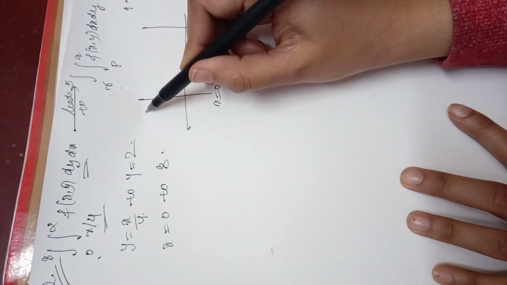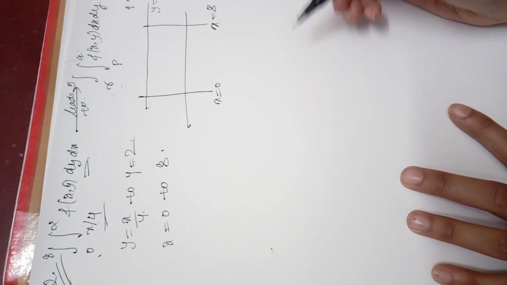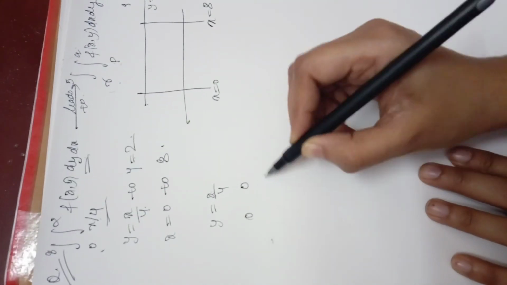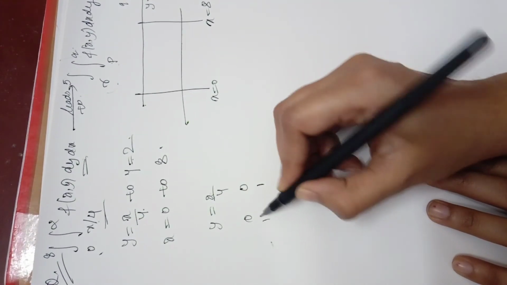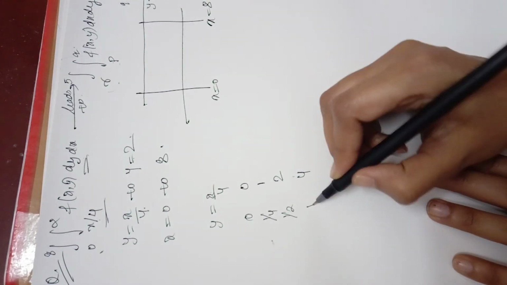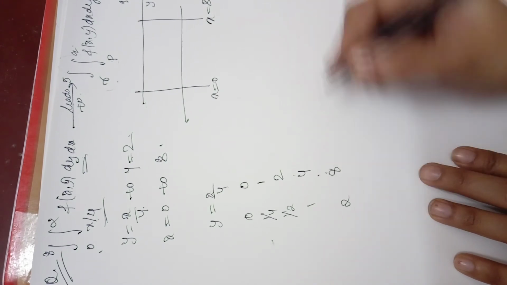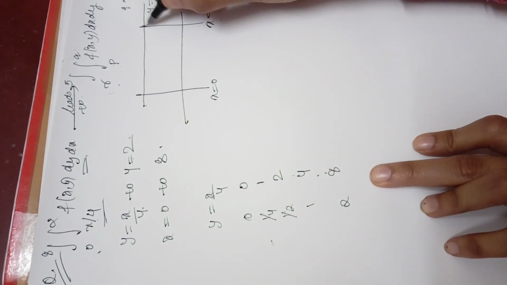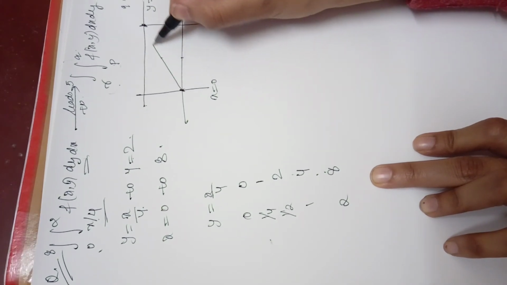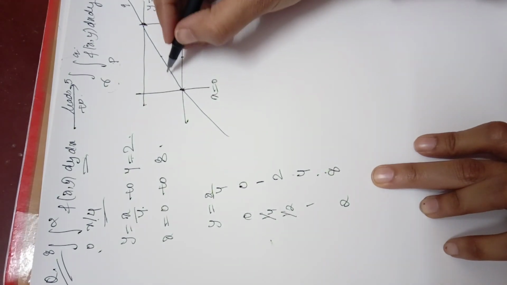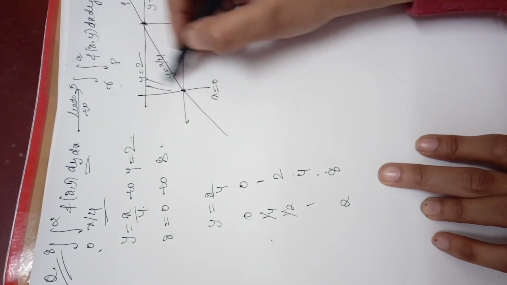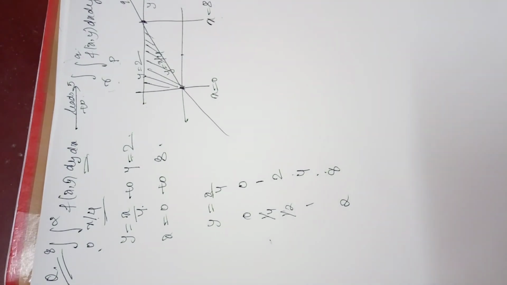Y equal to 2 would be here. This is y equal to 2. Now y equal to x by 4: when I put x as 0, y is 0. When I put x as 1, y would be 1 by 4. When I put x as 2, it is 1 by 2. When I put 3 and so on. When I put 4, it is 1. When I put 8, it is 2. So when x is 8, y is 2. So if I join the points, this is my line y equal to x by 4. This is my line y equal to 2. So what would be my area? Bounded between these two. Very simple.